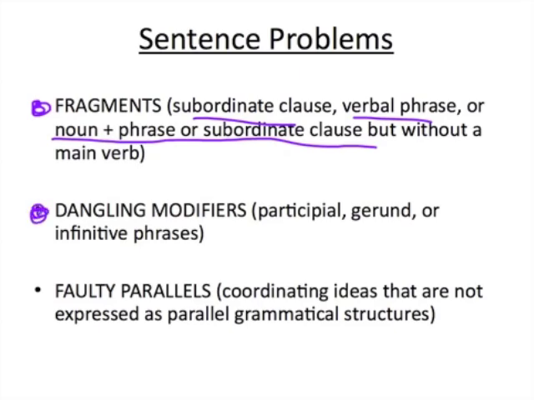We also talked about dangling modifiers, participials, gerunds, or infinitive phrases. Remember, we said that verbal phrase modifiers are going to attach themselves to the first noun that comes along. In the case of a dangling modifier, they are attaching themselves to a noun that could not possibly be performing the action of the verbal. So you can get something absurd or hilarious or strange. That's a dangling modifier. We also talked about faulty parallel structure, which means that a sentence is trying to express coordinating ideas in different grammatical structures. Okay, let's look at some examples of fragments.